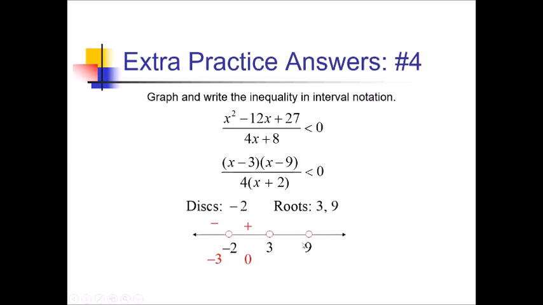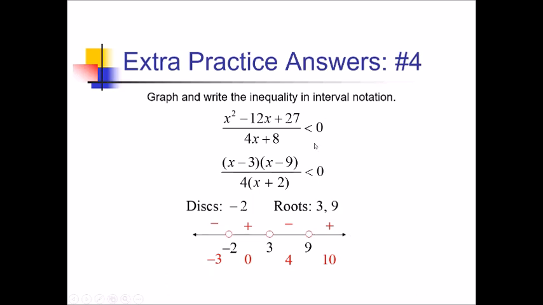Between 3 and 9, let me use 4. 4 minus 3 is positive, minus 9 is negative, plus 2 is positive. We just have one negative there, so that's a negative result. And finally, after 9, let me use 10. 10 minus 3, minus 9, and plus 2, all of that coming out positive. So positive result. Next, looking at my inequality, we have less than 0 as my inequality.